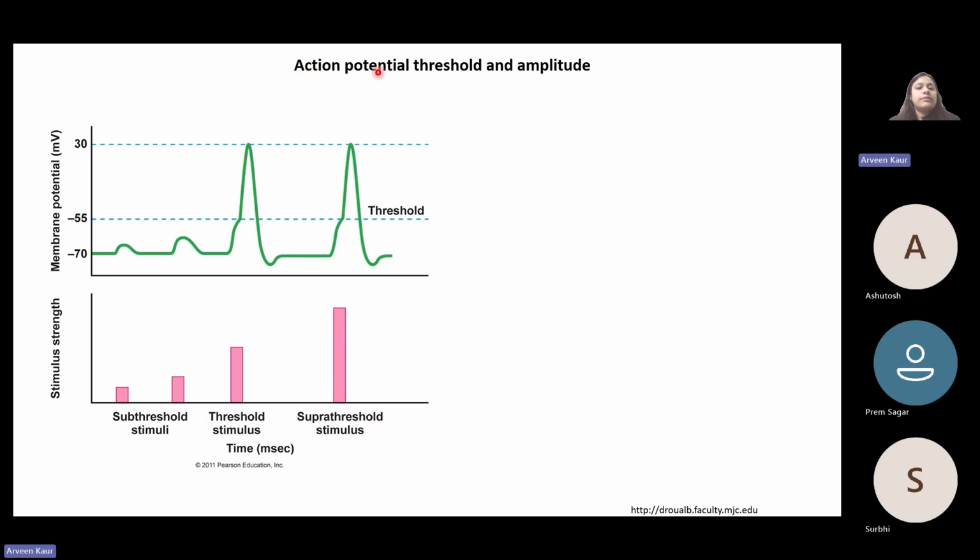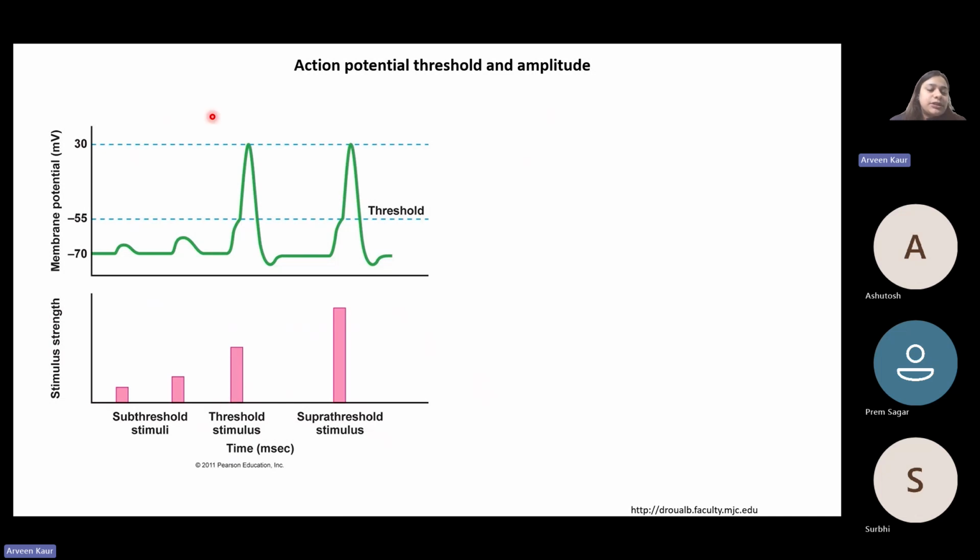So, when we talk about the action potential threshold and amplitude, you can see that the threshold is around this point, right? If this threshold is crossed, then the action potential amplitude that we get is the same, right? It will not be more or less depending on more or less stimulus, right? So, subthreshold stimulus will not produce any action potential, but it will give a graded response, right?